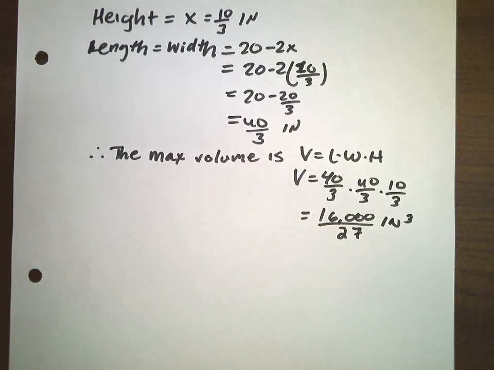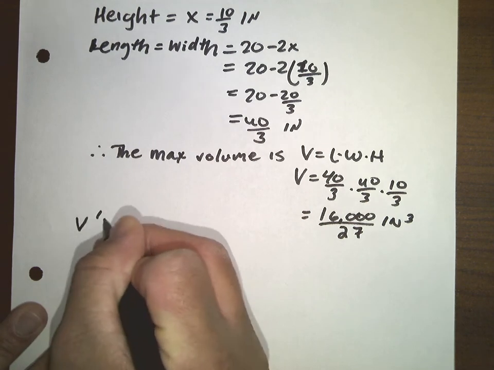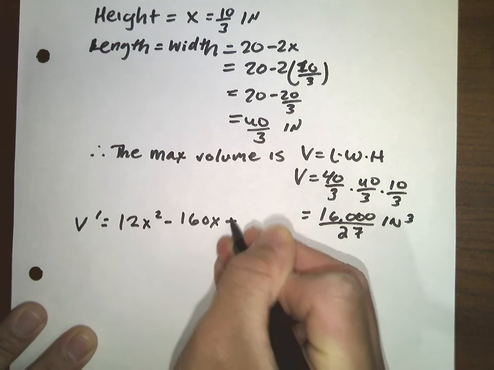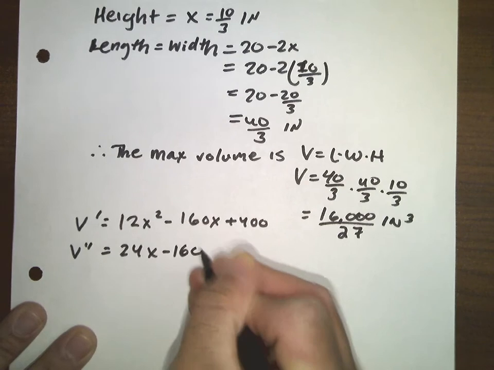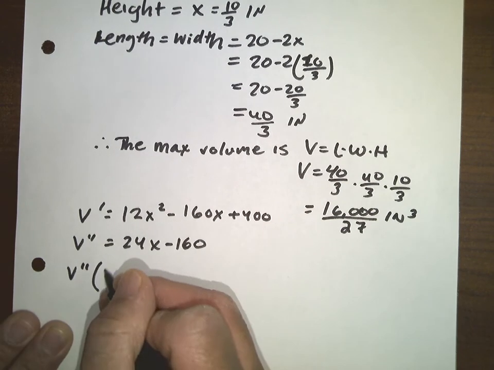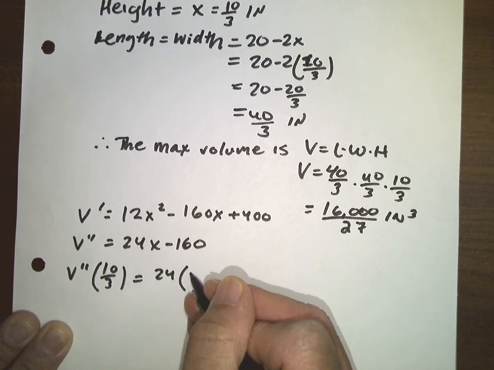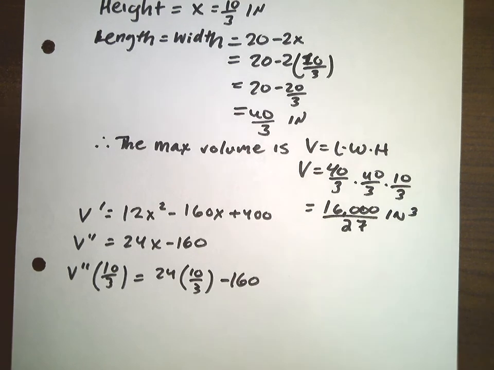By the way, we didn't actually verify that this would be a maximum volume, but you could go ahead and do that, because if you remember, the derivative was 12x squared minus 160x plus 400. So the second derivative would be 24x minus 160. And then the second derivative at 10 over 3 would be 24 times, so 240 over 3, so minus 160.